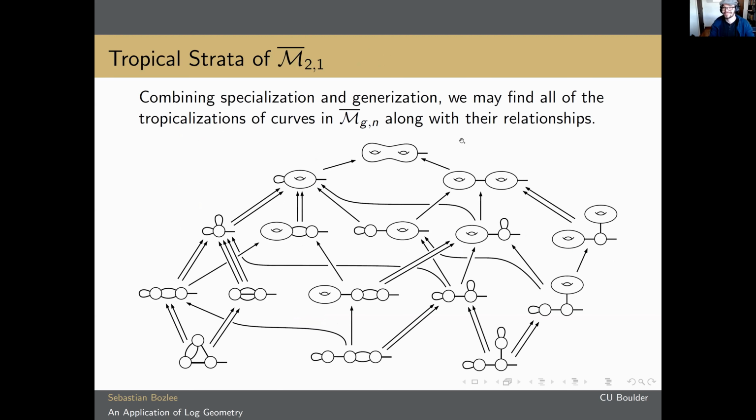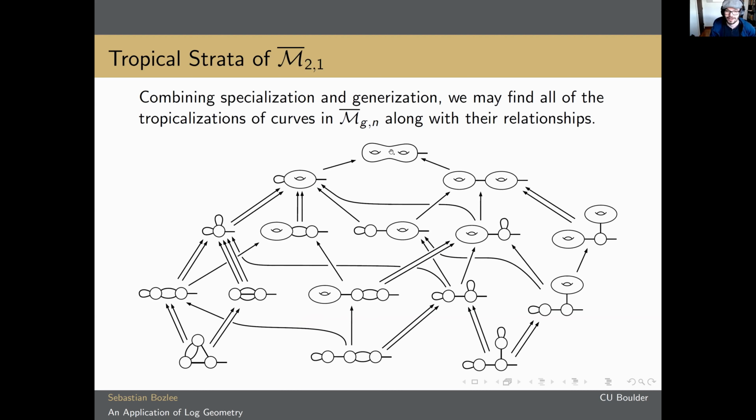If you do this in every possible way, you end up with every possible tropicalization, and there's a finite number. So here's a picture of what happens for M_2,1 bar. Here we have a genus 2 curve with one marked point, indicated by that infinite edge.